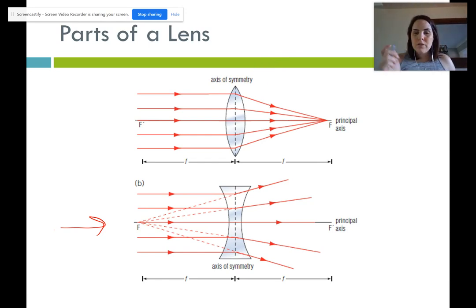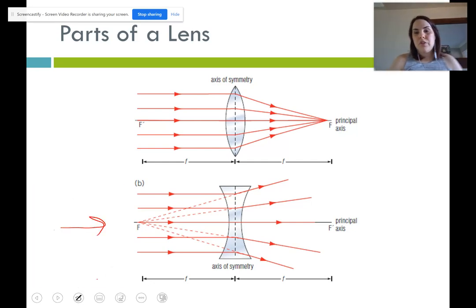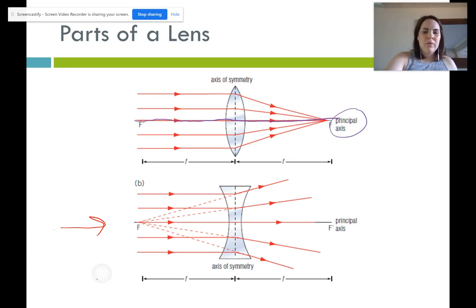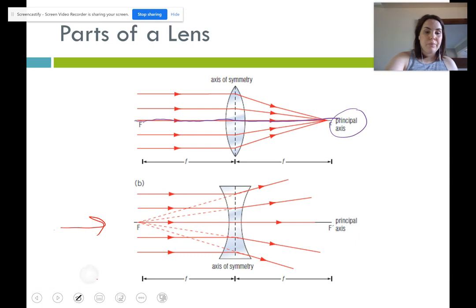Okay, so we did review this terminology last day, if you remember, but just as a review, remember we said that there is this line that goes right through the center of the lens. The axis of symmetry, or where the symmetrical line is horizontally, that line is called the principal axis. Okay, it's that same line in our mirror ray diagrams. It was in the same place, but it was for a mirror instead of a lens.